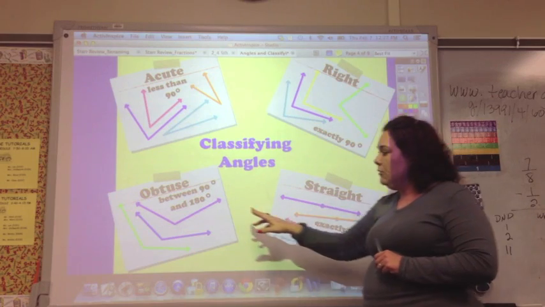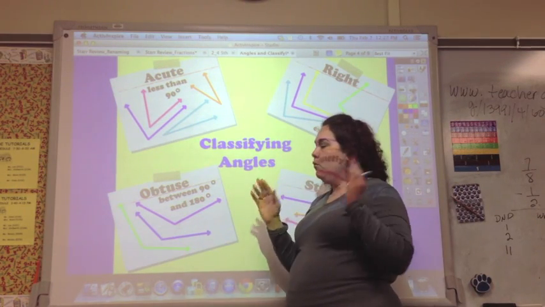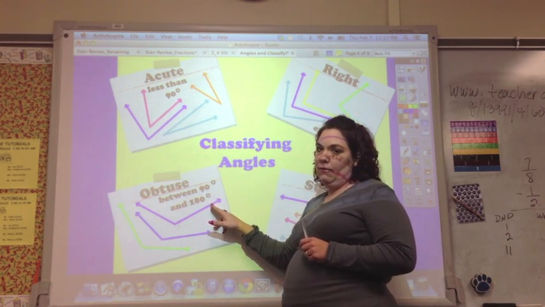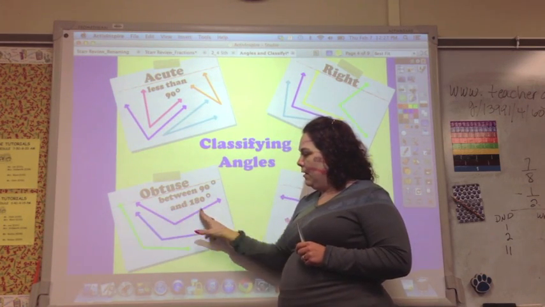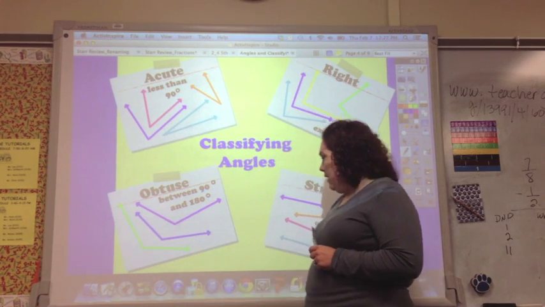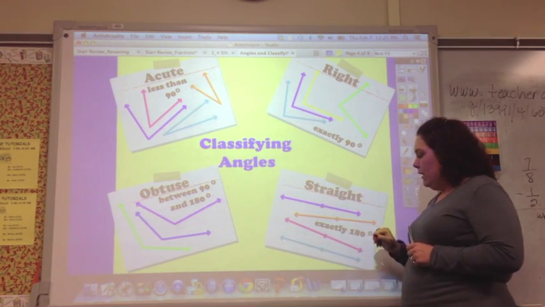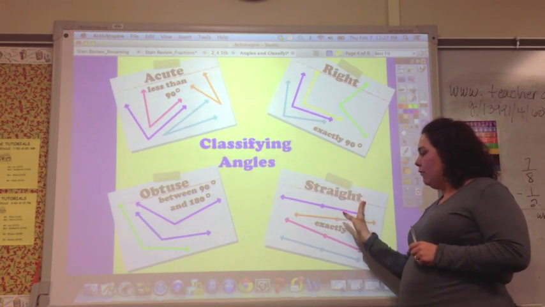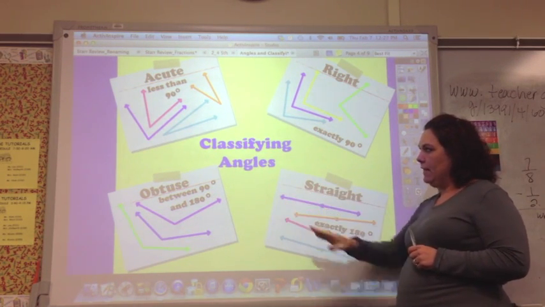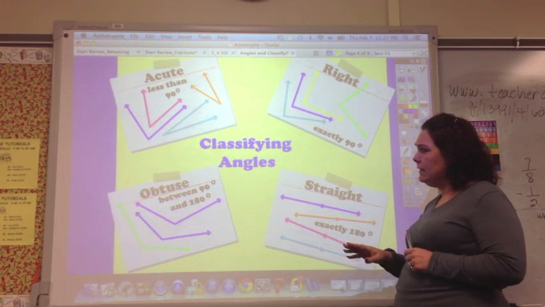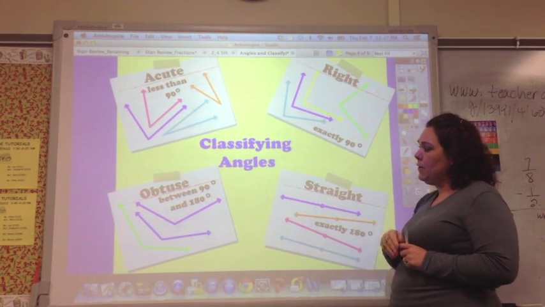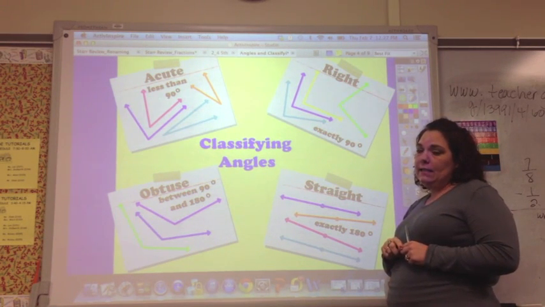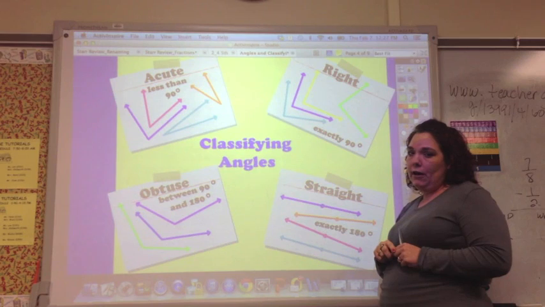And an obtuse angle is the wide one, and it's between 90 and 180 degrees. So it's open big. And then a straight one is exactly 180 degrees. So it goes all the way across, all the way around to 180. So this is how you classify angles, and they're in these categories, and go ahead and take the time to pause here and to write this down.